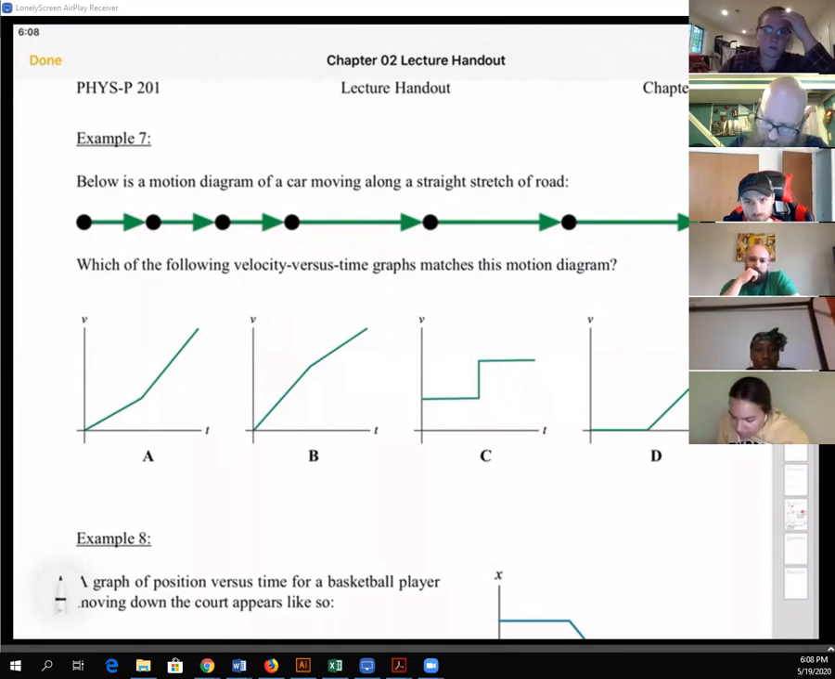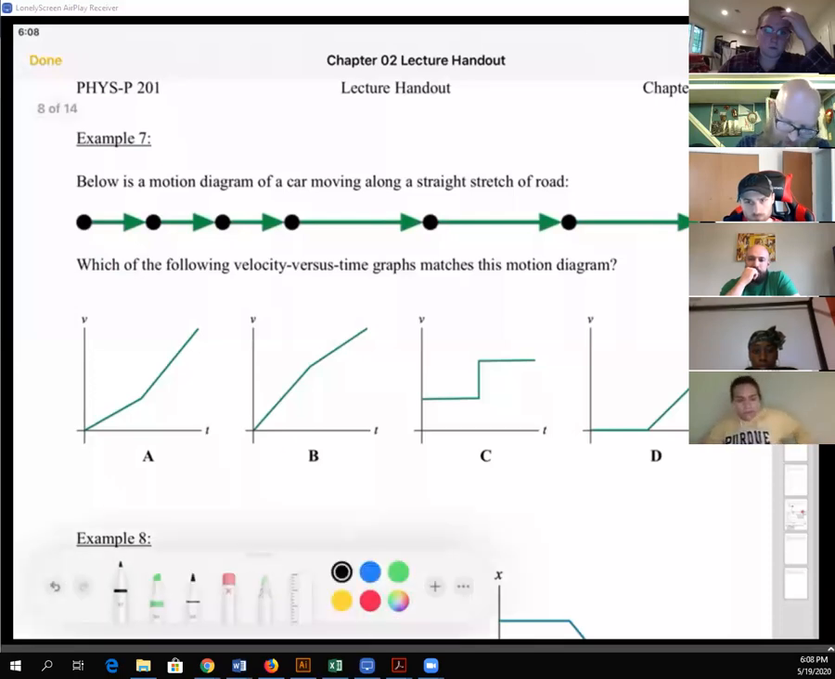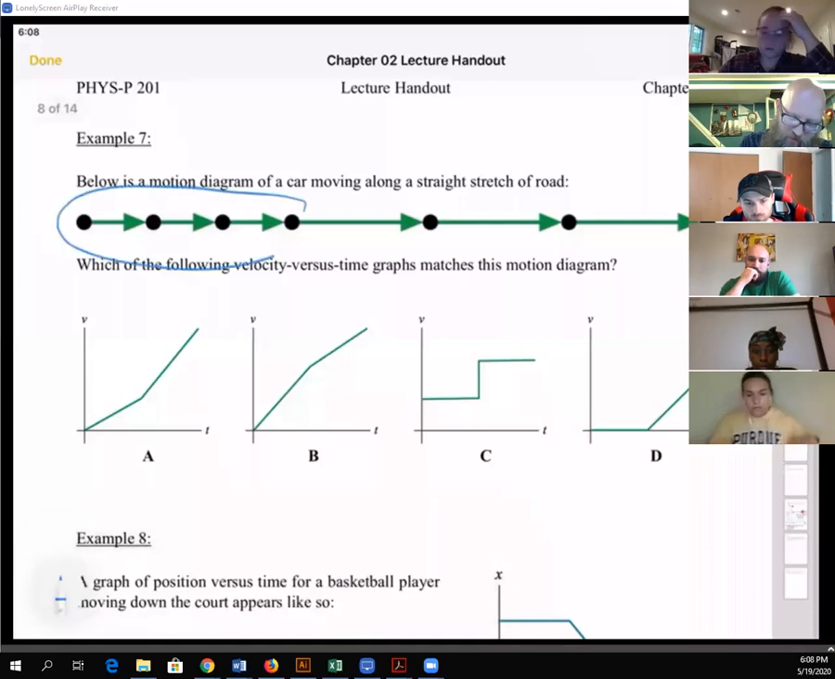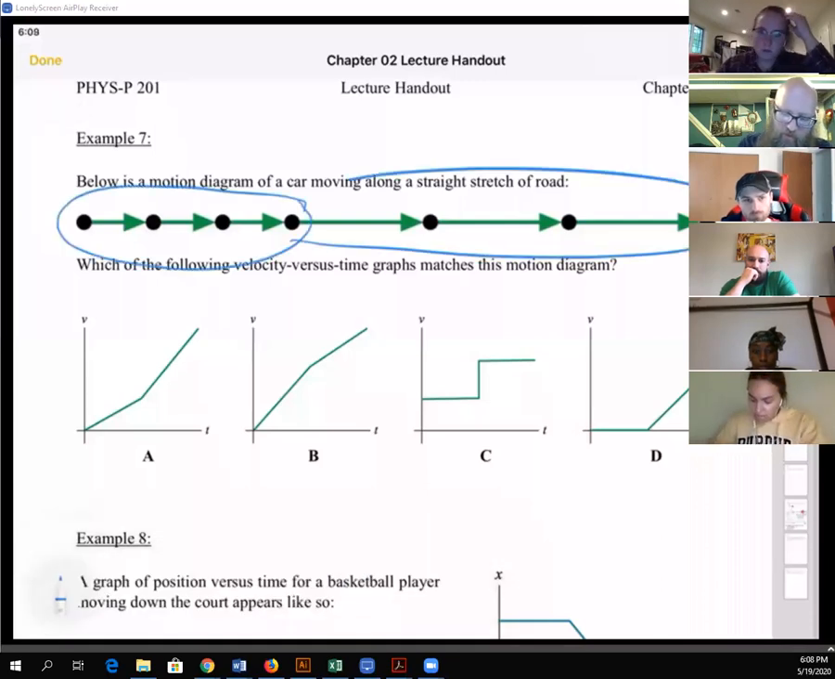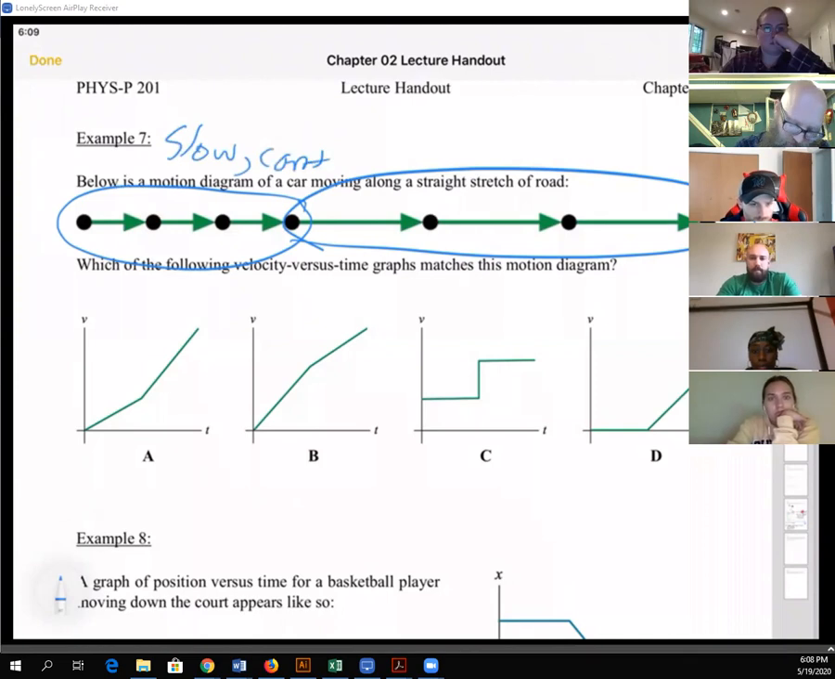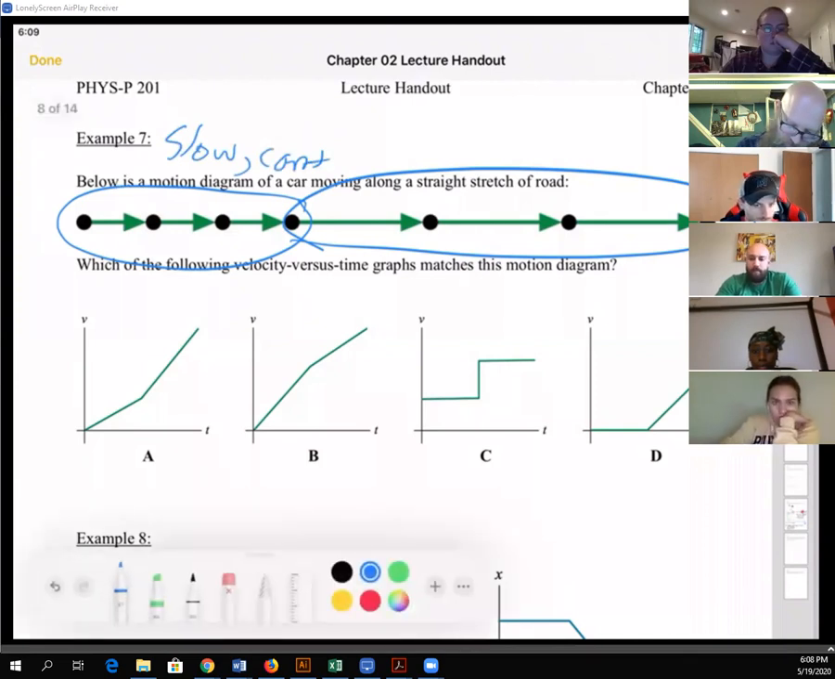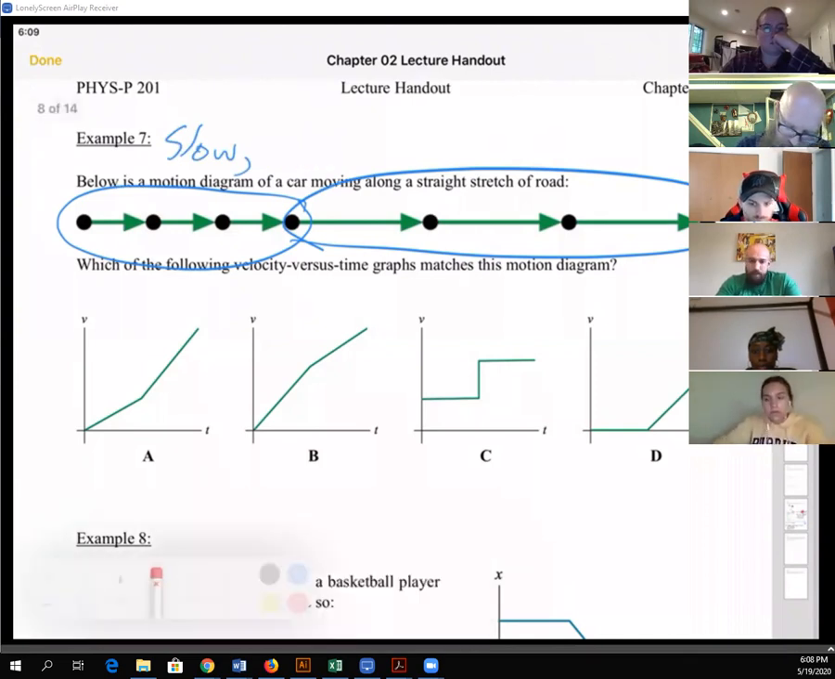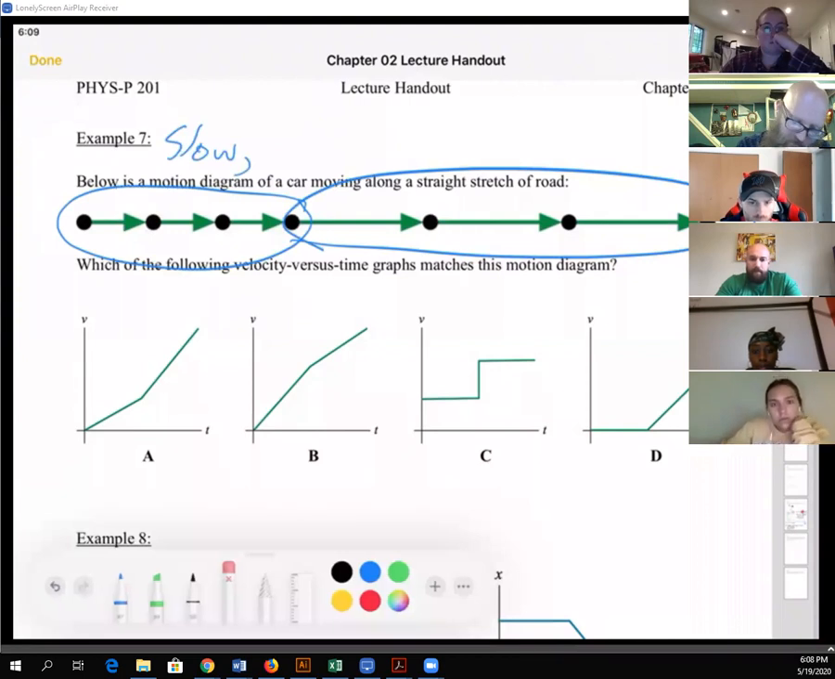So what do we have? It looks like two distinct velocities, right? We've got a region where the dots are close together and a region where the dots are far apart. It's two distinct ones, and it's not speeding up or slowing down through the whole motion. So I would call this slow but constant, and I would call the other one fast and constant.